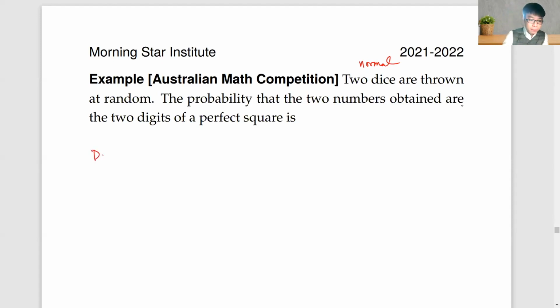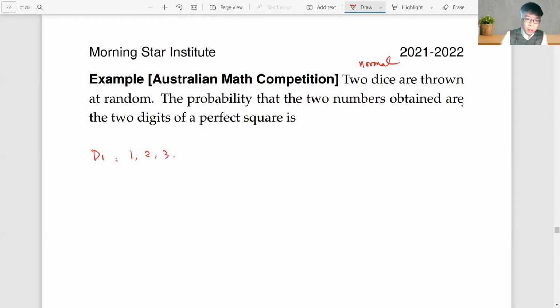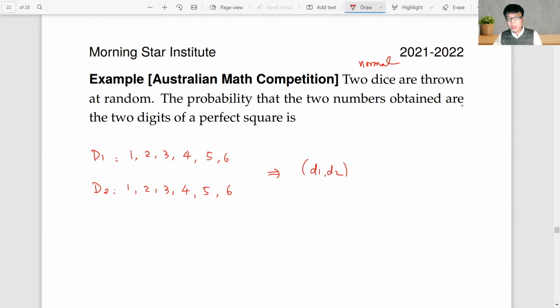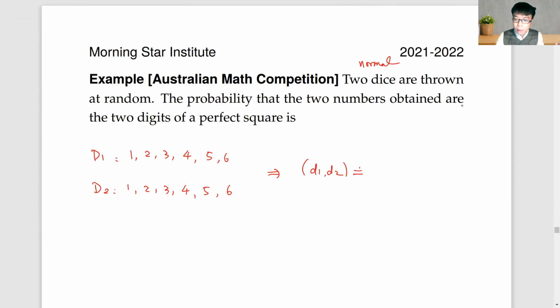So let me call it die 1. At die 1, we have 6 outcomes: 1, 2, 3, 4, 5, 6. Die 2, similarly, 1, 2, 3, 4, 5, 6. So the outcome is D1 and D2. D1 has 6 choices, D2 has 6 choices. Totally, we calculate the total number in the sample space, the total number of possible outcomes. It will be 6 times 6. It's the multiplication principle again. Die 1 has 6 choices, die 2 has 6 choices. Totally, we have 36 outcomes. That's the sample space.